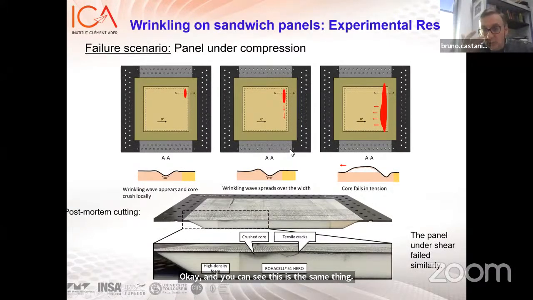Thanks to the high-speed camera, we were able to capture the failure scenario. We have the localization in red, with the very first buckle. Then it propagates perpendicular to the compression direction, and then it spreads. At the beginning, we have just a wrinkling, so we crush the core. Then when it spreads, we have a kind of wave, and we have a second failure of the core in tension. You can see both in the failure pattern after the test. On the lower part, you can see the crushed core and the tensile crack.